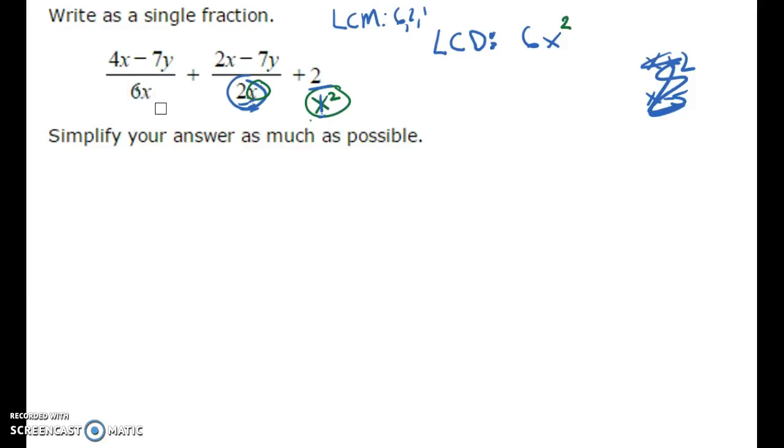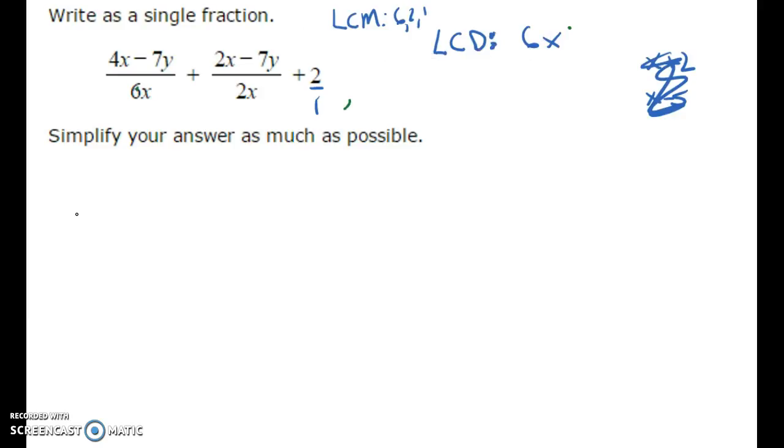They just gave us x's here. This was just a 2, which I wrote as 2 over 1. So I don't need to do all that. I can just go ahead and say, yes, this I could divide by 6 and by x. I can divide this by 2 and by x. And of course, I can divide it by 1. So that'll be my LCD.